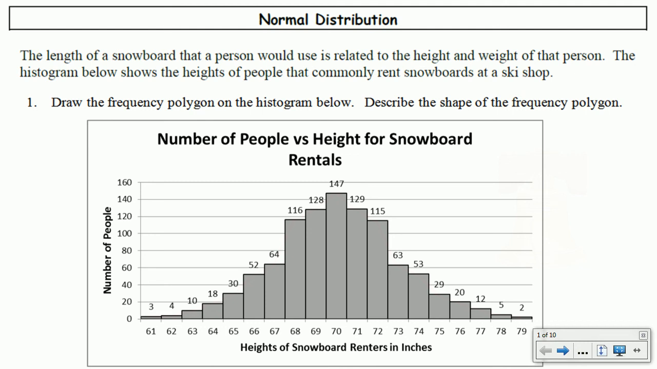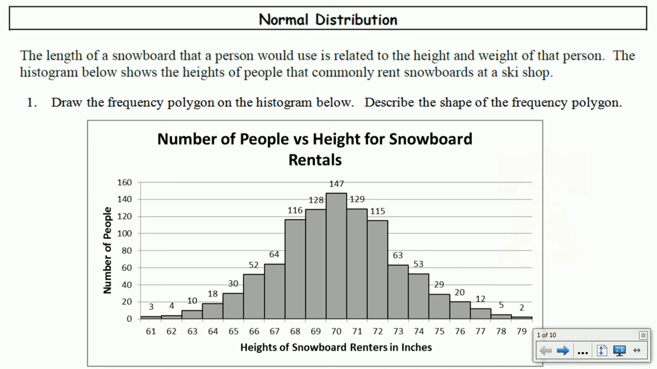Hello everyone, today we'll be looking at the normal distribution and we're going to approach it by way of an example. So here it is. The length of a snowboard that a person would use is related to the height and weight of that person. The histogram below shows the heights of people that commonly rent snowboards at a ski shop.